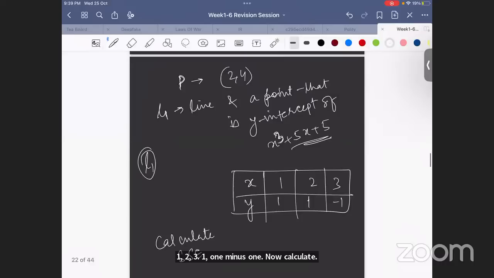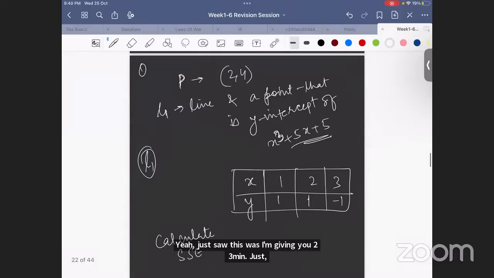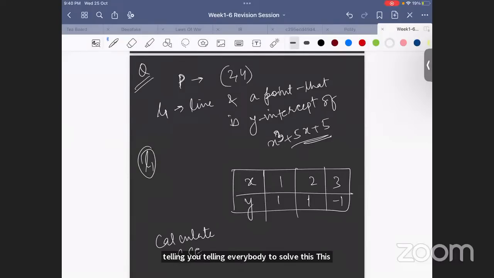I'm giving you 2-3 minutes. I'm telling everybody to solve this question at least. Just try to solve this. If you don't have pen and paper, just take a pen and paper and try to solve this. It will help you in the exam for sure. Are you solving this?